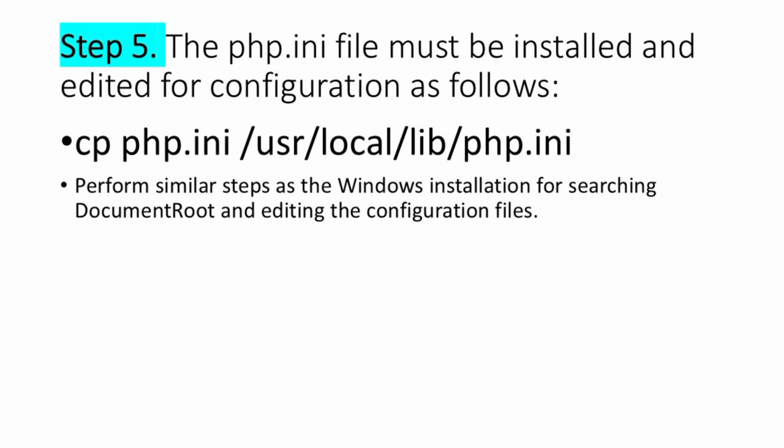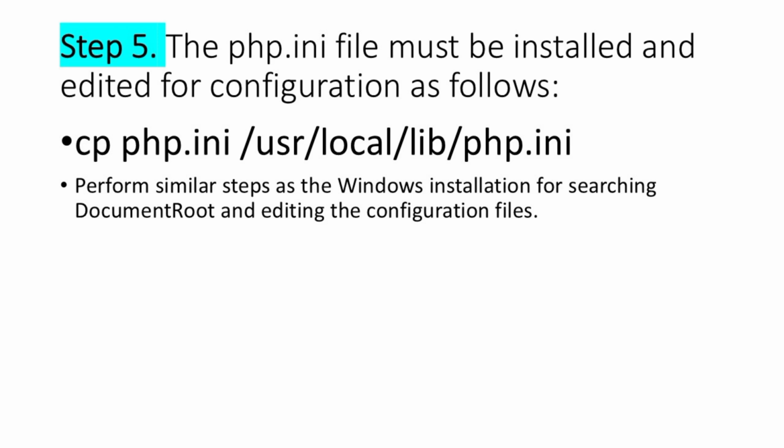You can do this using the following command: cp php.ini /usr/local/lib/php.ini. This command copies the php.ini file into the /usr/local/lib directory, which is the standard location where PHP expects to find its configuration file. After copying the file, you can edit it according to your project's requirements. For example, you may want to adjust values like maximum upload size or enable certain PHP extensions.